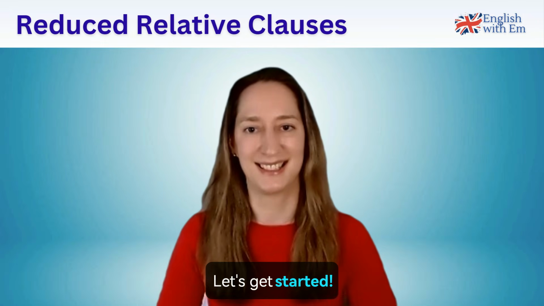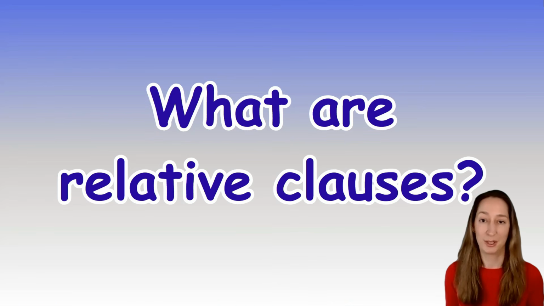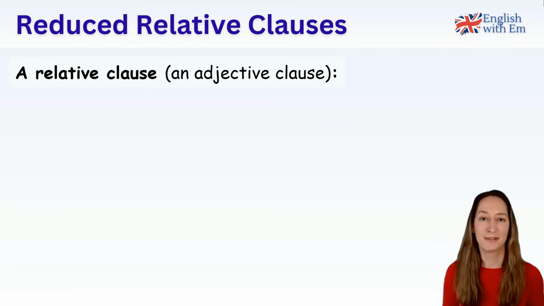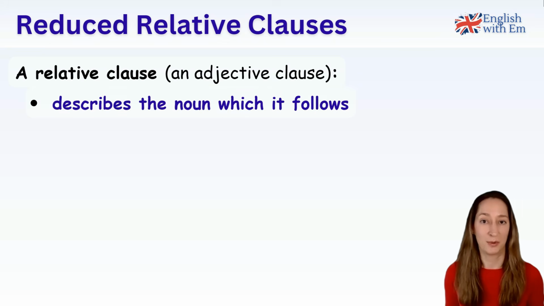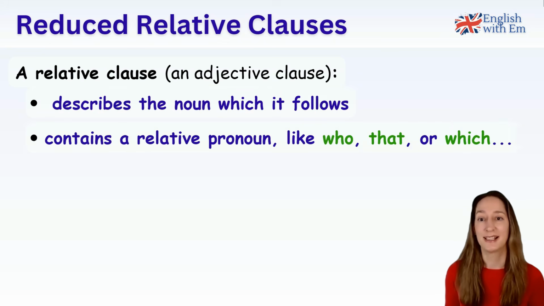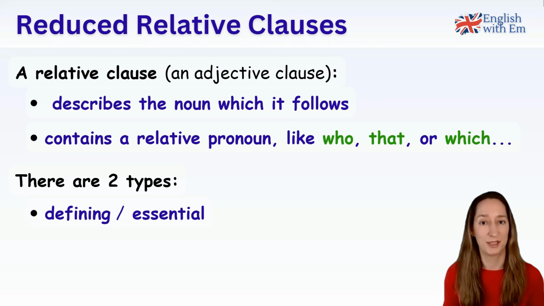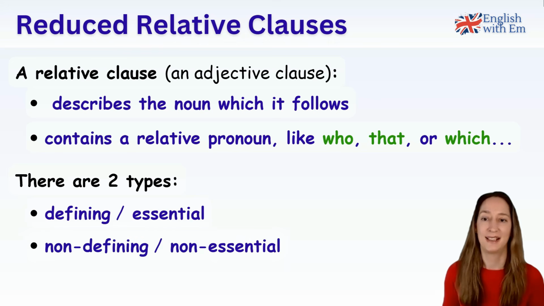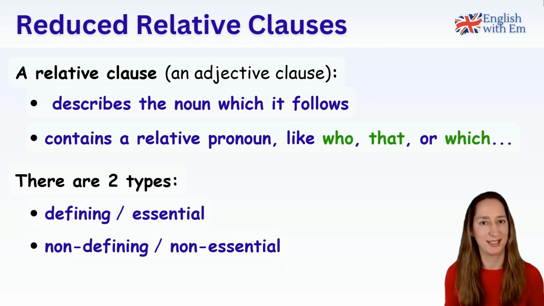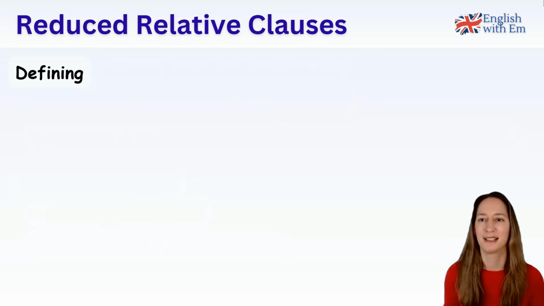Let's get started. What are relative clauses? A relative clause, or adjective clause, describes the noun which it follows. It contains a relative pronoun like who, that, or which, and there are two types: defining, also known as essential, and non-defining, or non-essential. So let's just take a quick look at each type.